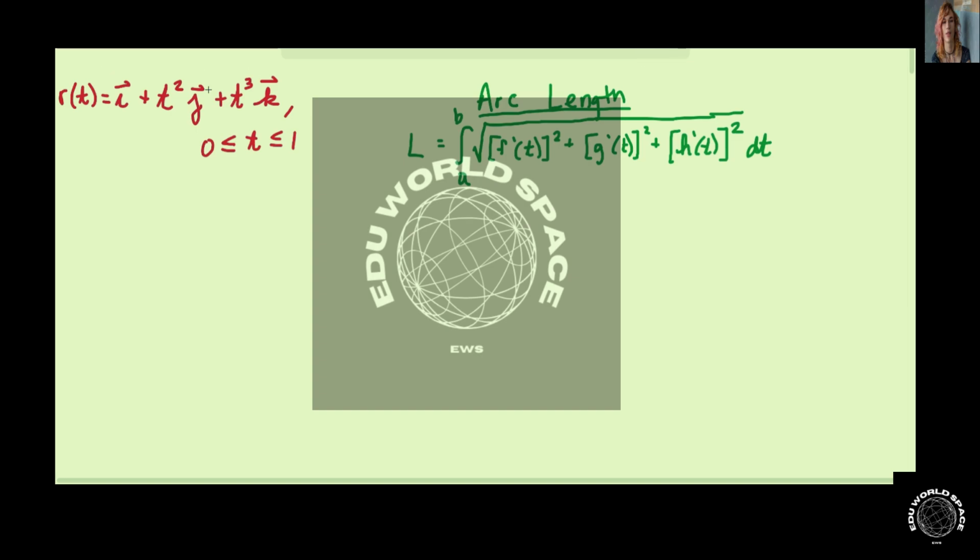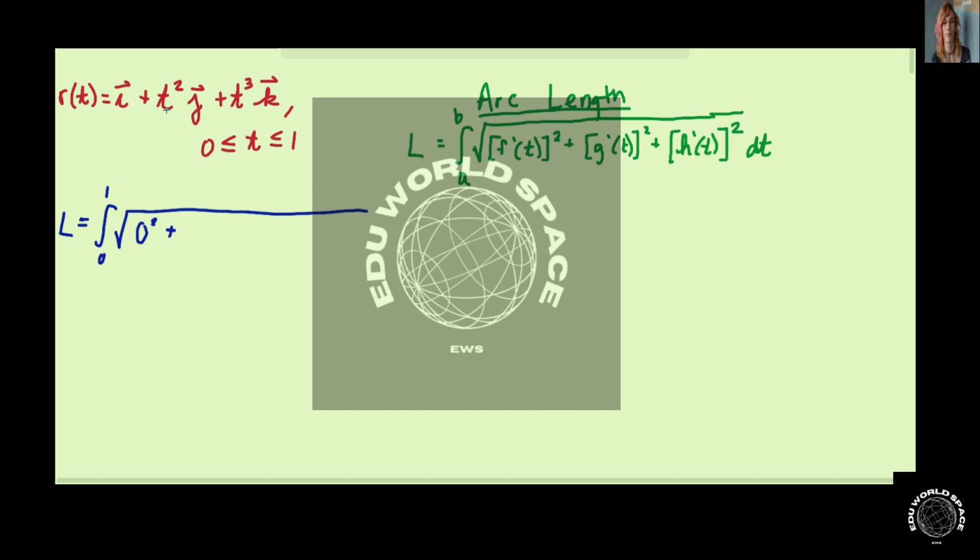So this is the vector we want to find the arc length of between 0 and 1. We'll go ahead and start evaluating this. We know that this arc length from 0 to 1 is going to be the square root of the sum of the squares of the derivatives of each component. Our first component is 1. There's nothing written there, so it's 1. The derivative of 1 is 0, and 0 squared is 0.